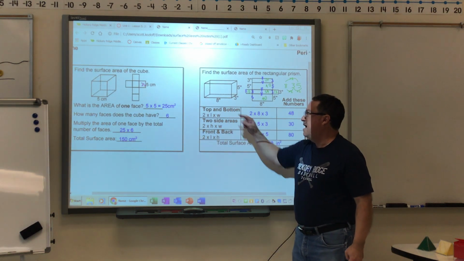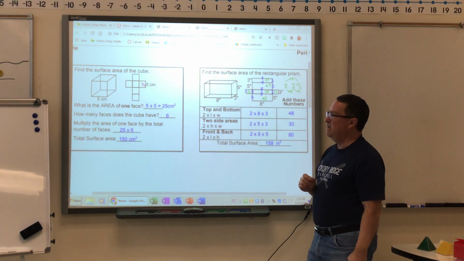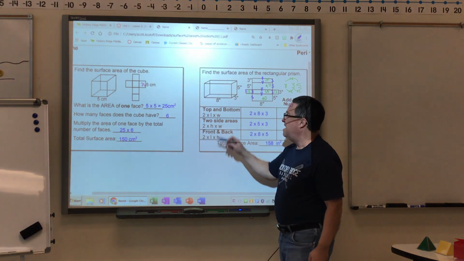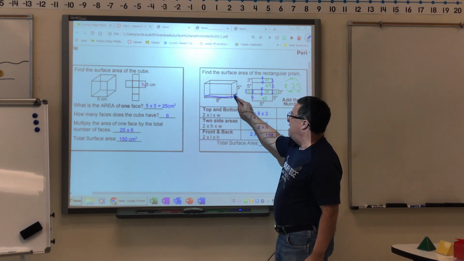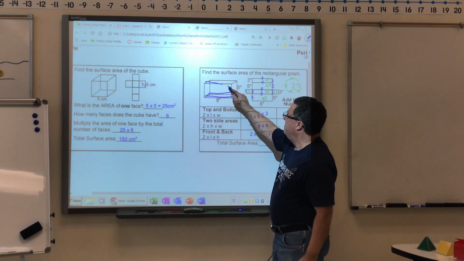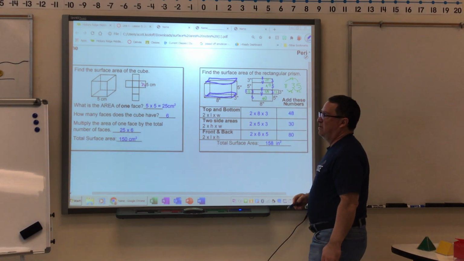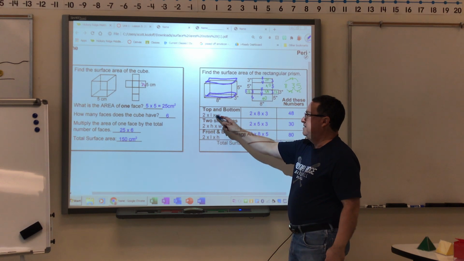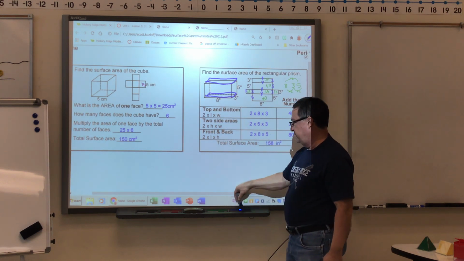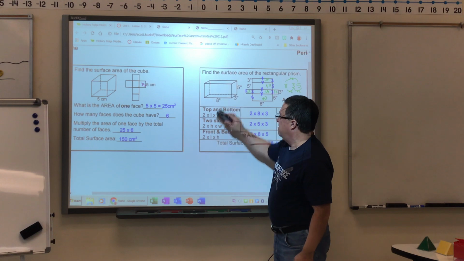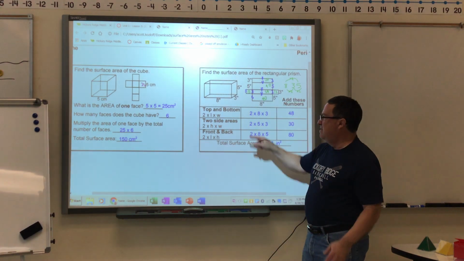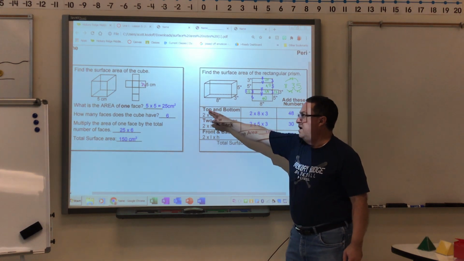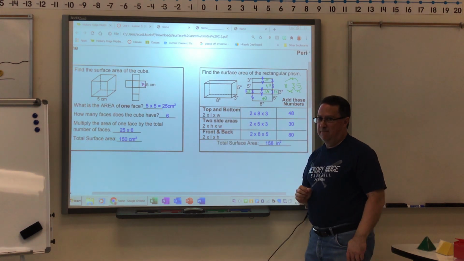If I want to do the top and the bottom of this particular rectangular prism, we know that the bottom and the top are the same. If I was going to outline that for you, there's the bottom and there's the top. They're both the same. So I'm going to use 8 times 3, because the length times the width is 8 times 3. Because they're both the same, I'm going to take that 8 times 3 and multiply it by 2. One of them is the top, one of them is the bottom.